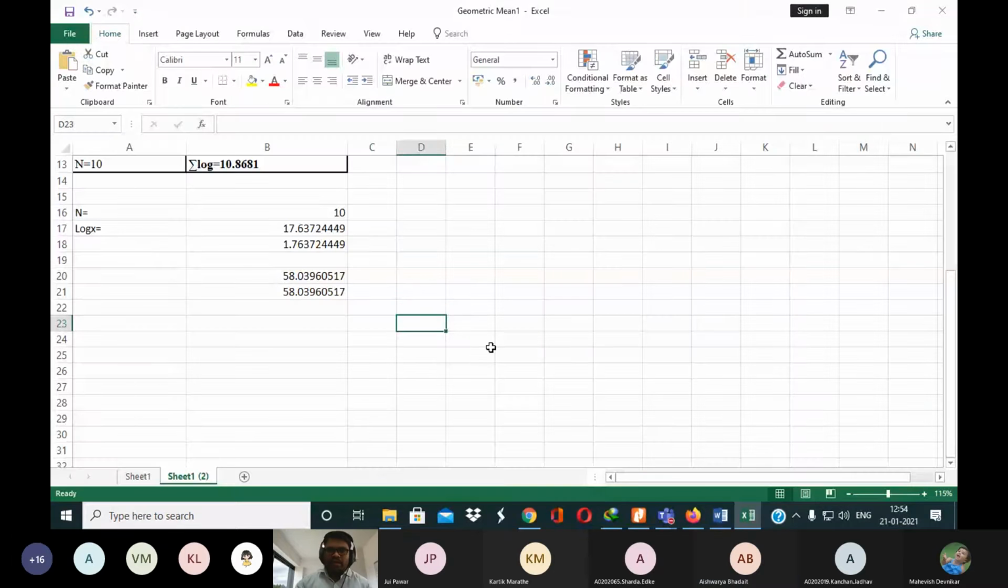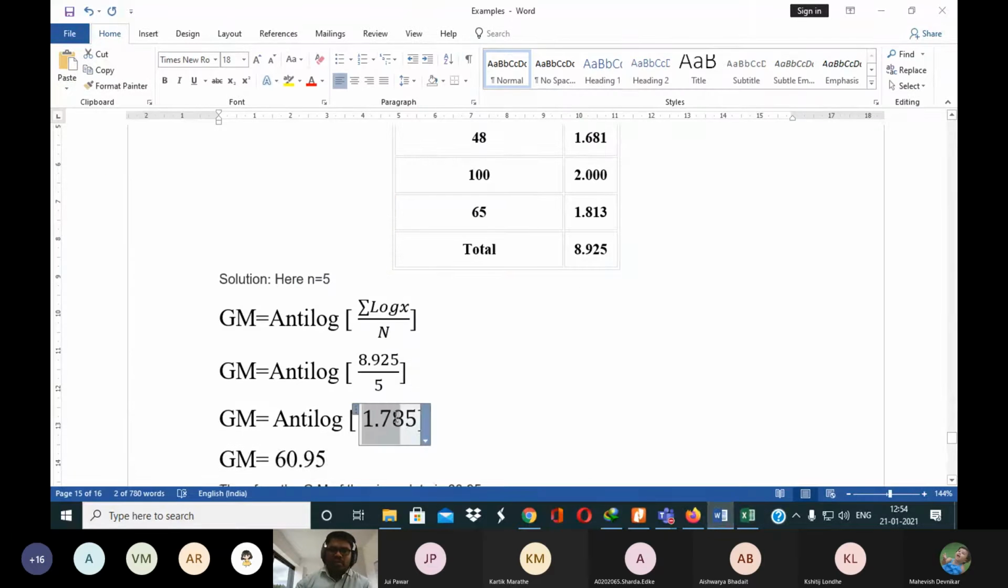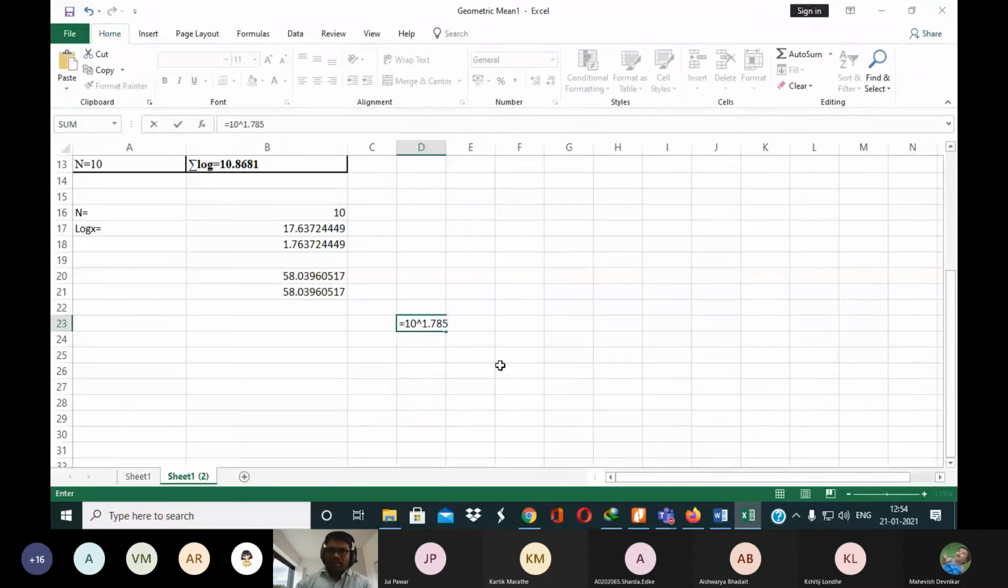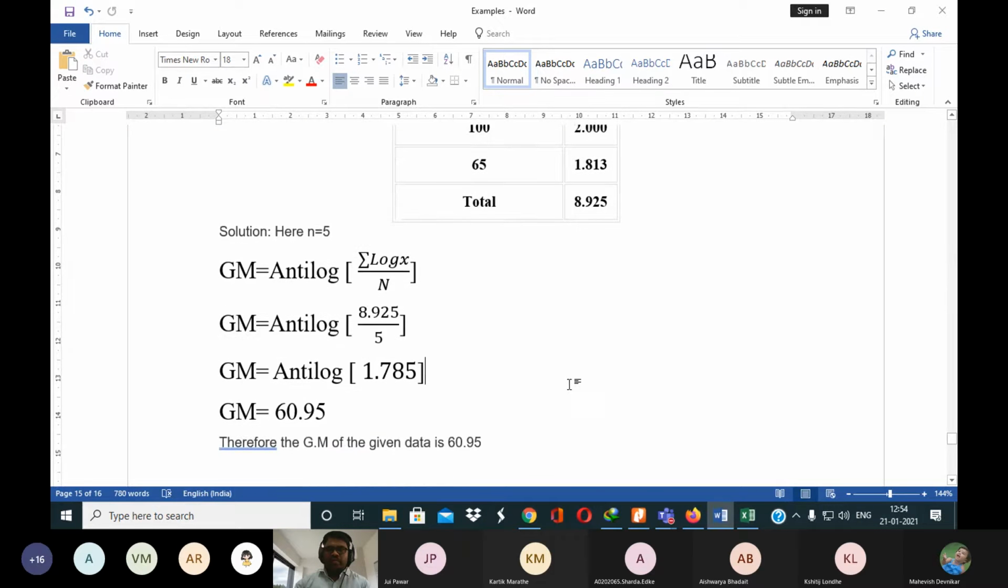Okay, so like this also, in your calculator there is an option equal to 10 raised to. So this is the caret sign, and your value is 1.785. Okay, so the answer is 60.9537. Okay, so is it clear to all of you how we can calculate the log and anti-log?